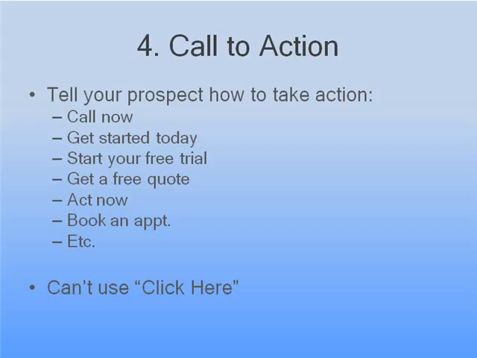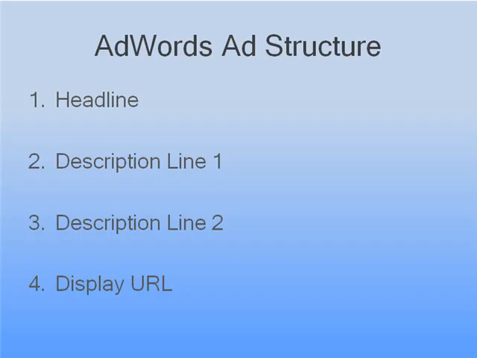So make sure you have a strong call to action so your prospects click on your ad to learn more about your offer. Unfortunately, AdWords does not allow you to use "click here" as a call to action, so you'll need to be more creative than that. Now let's talk about the structure of AdWords ads. There are 4 pieces to an AdWords ad that are visible to the prospect: the headline, the description line 1, the description line 2, and the display URL.